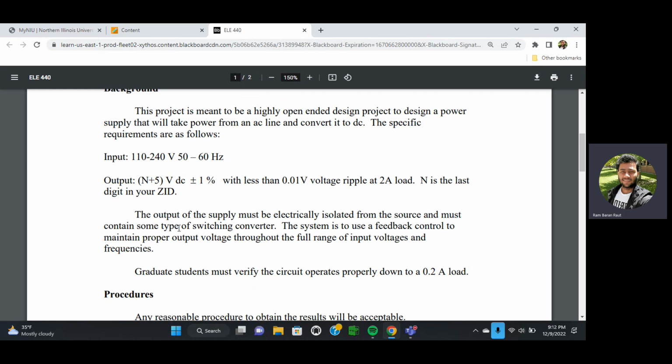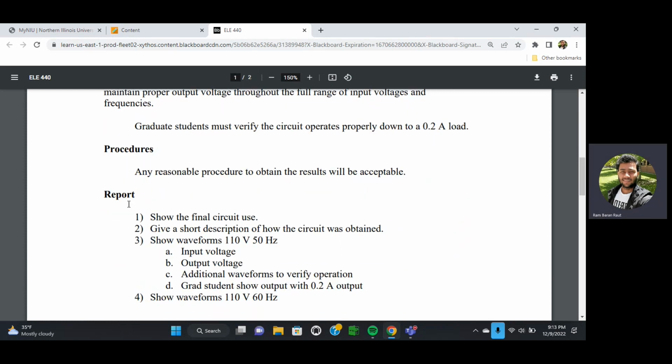For that design, we need the source to be isolated. For that, we need to use some kind of switching power supply circuit, like a DC to DC converter. So here I'm using a DC to DC converter called a buck converter. Since it is an open design, you can use any of buck boost, boost only, or buck to get 5 volt.